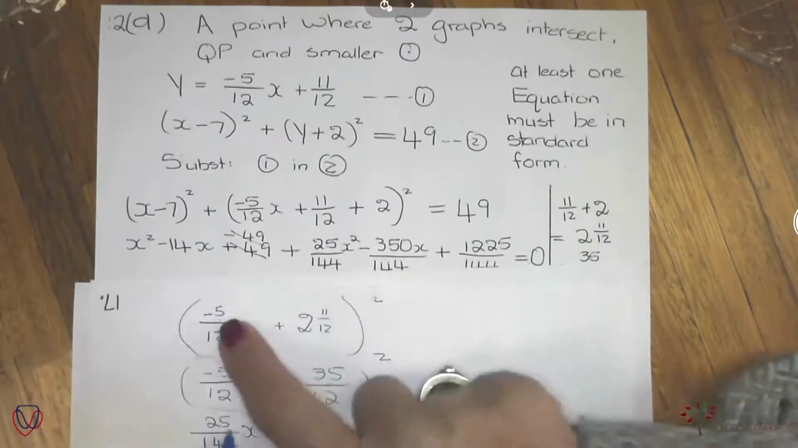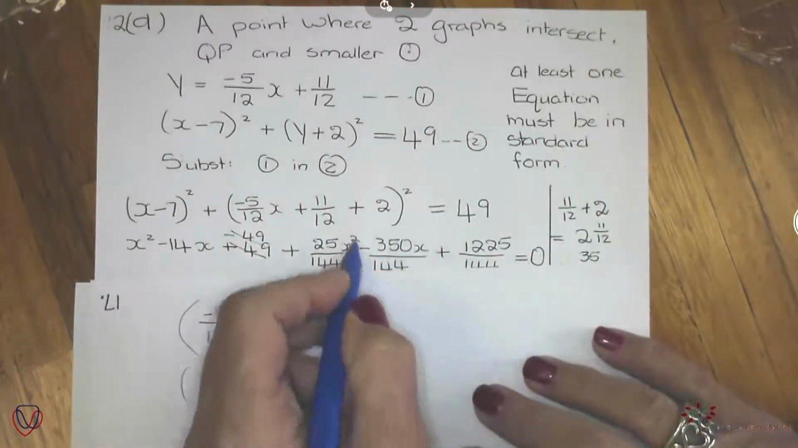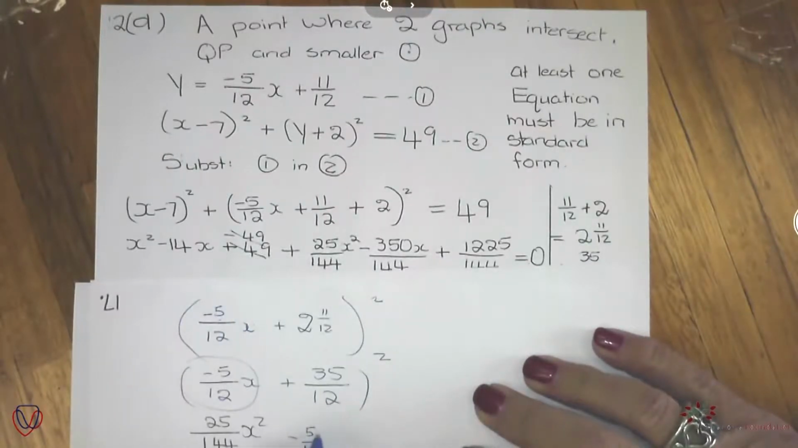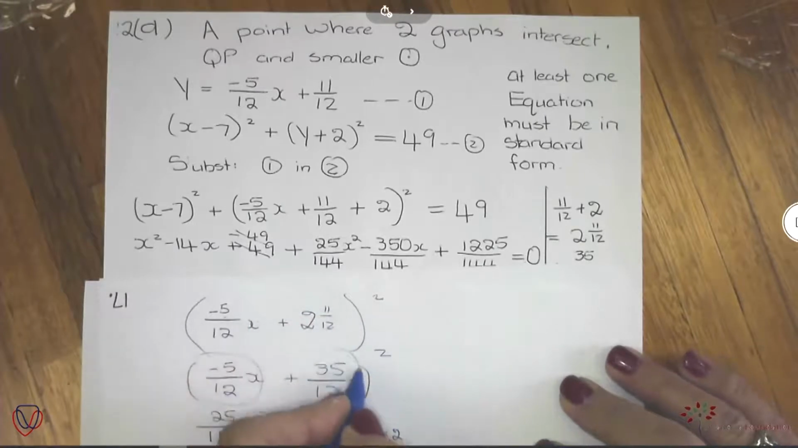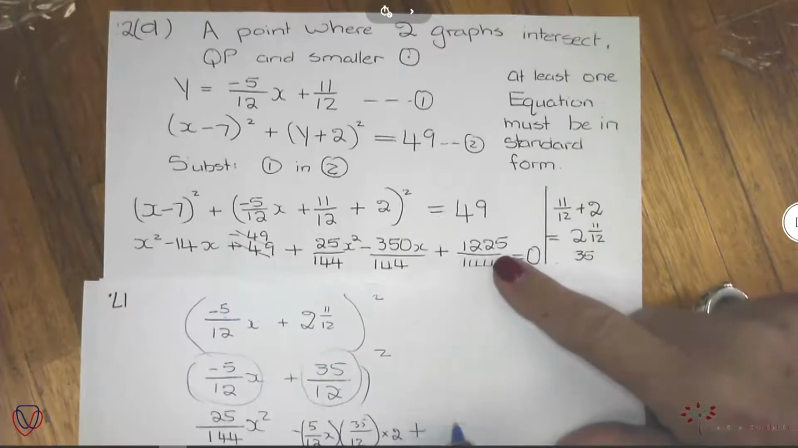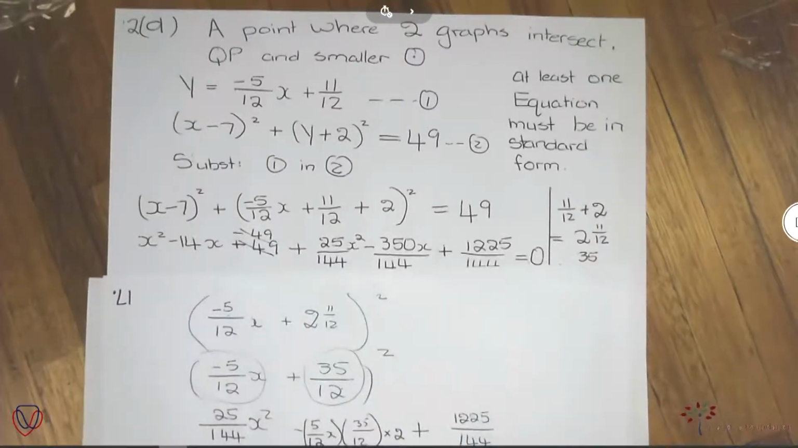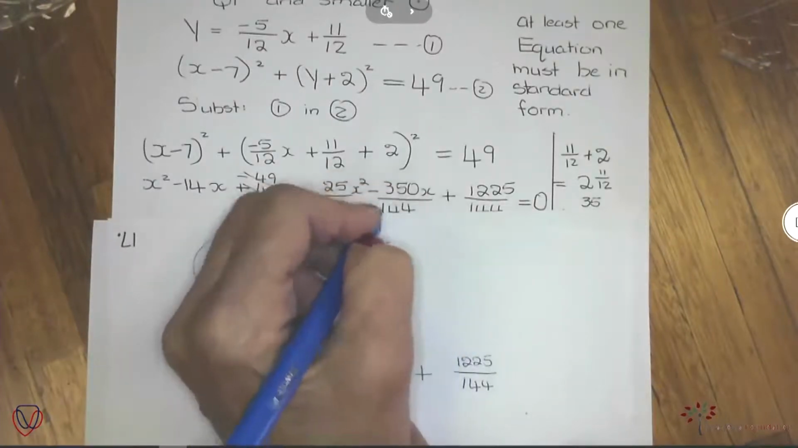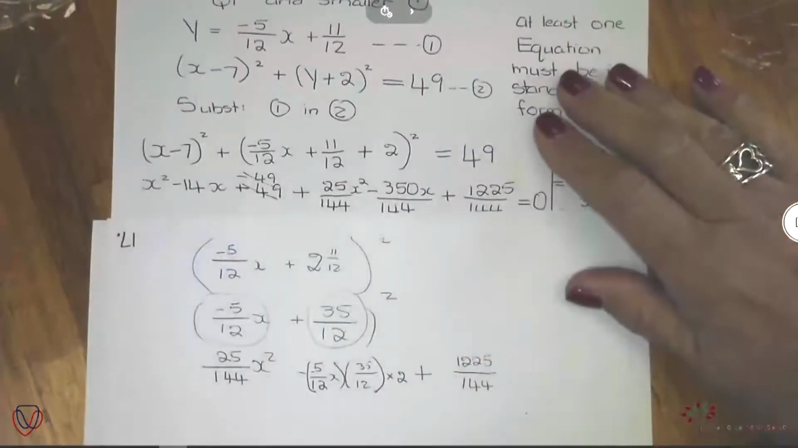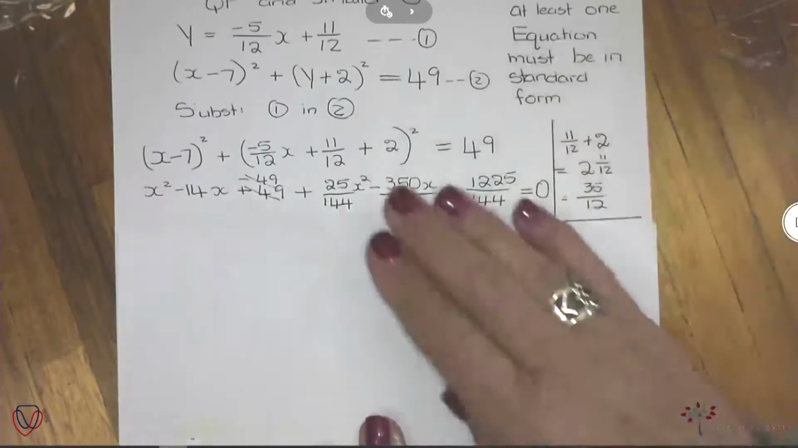It's the first brackets, the first terms that I multiplied. Then I'm going to multiply this one by this one, and then multiply it by 2 to get that term. So it's negative 5 over 12x times 35 over 12 times 2 for the middle term. For the last term, it's going to be that one squared, plus 35 times 35 gives me 1225 over 12 times 12, 144. Now this one will give me 350x over 144. So now we can go back to what I did there, because I explained how I got to that answer already.